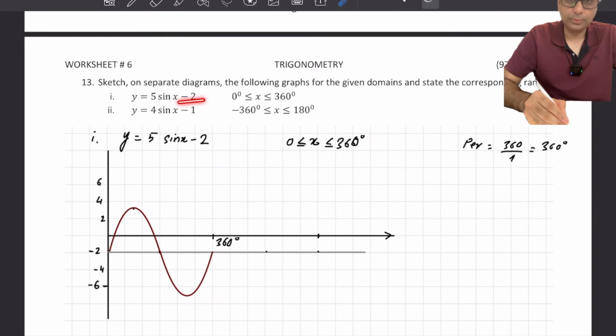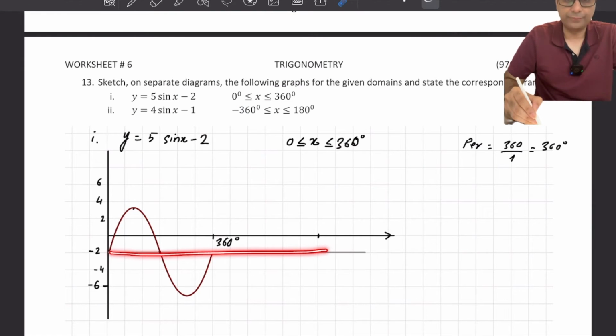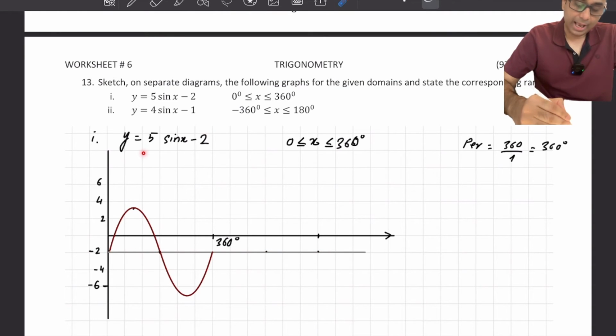Minus 2 would be its central line. So what I'm going to do is draw a line at minus 2, and I know that I have to sketch a graph about this line. And then its amplitude is 5. So from minus 2, I know that the maximum value is going to go 5 up, and from the central value it's going to go 5 down. And then I will just make one cycle with the amplitude of 5. So this is going to be one cycle.